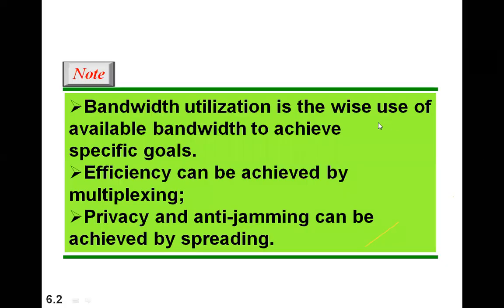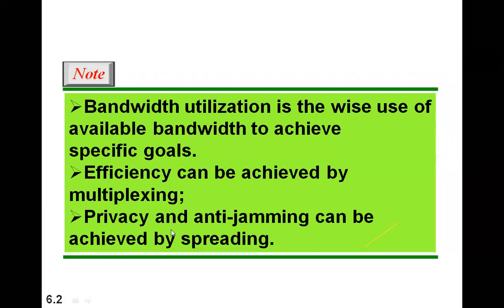Bandwidth utilization is a wise use of available bandwidth to achieve specific goals. Efficiency can be achieved by multiplexing. That's the main purpose of this one. And privacy and anti-jamming can be achieved by spreading. Spreading, this also we will see.